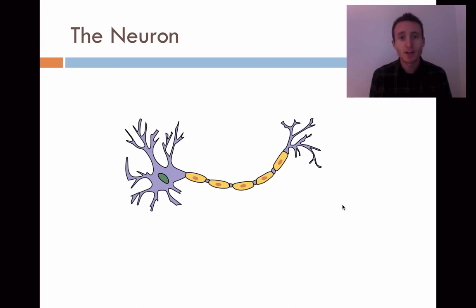In review, this video covered the basic structures of the neuron and some information about neurotransmission, the electrochemical process that brings about the ability for one neuron to communicate to other neurons.